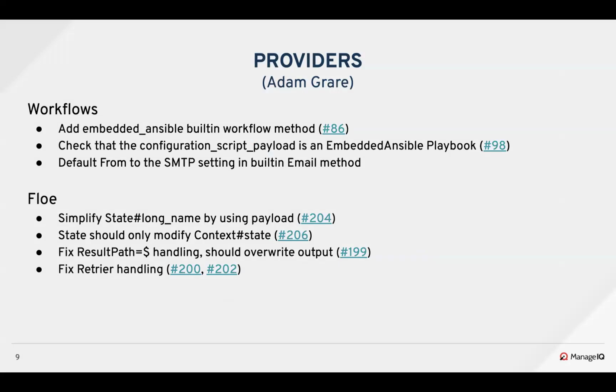For the workflows provider, we added the embedded Ansible built-in workflow method. So if you wanted to call an embedded Ansible playbook as part of a workflow state machine, you're able to do that now as part of the built-in ManageIQ methods, similar to the email one in some previous sprints. We are checking that the configuration script payload ID that you're passing in is actually an embedded Ansible playbook, since we have a few different subclasses of that now, and you wouldn't want to take, for example, a workflow and use that as the embedded Ansible playbook. We're also now defaulting the from value in the built-in email method to what's coming through the SMTP settings.